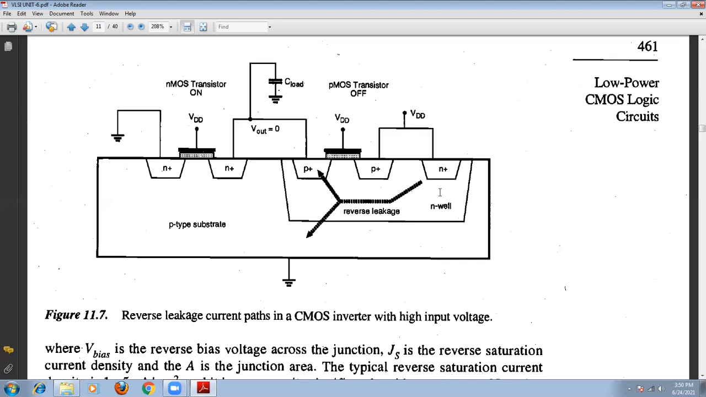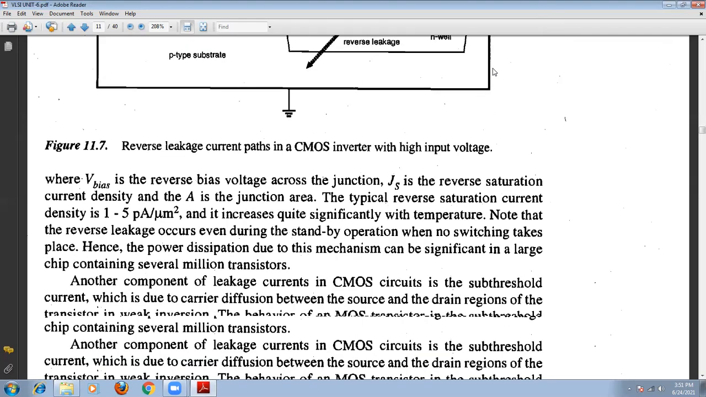Totally, the reverse leakage current in the PN junction can be represented by the diode equation. That is I is equal to IS into e to the power of Q into V bias by eta into VT, an exponential function like this.